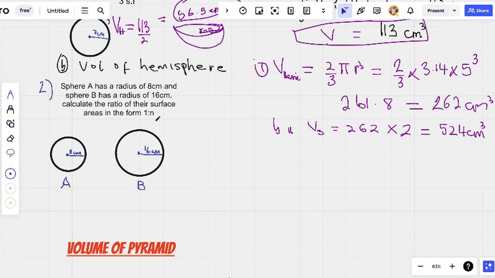In this case, they are not talking about the ratio of their volumes, right? They are talking about their surface area. So what will be the surface area of a sphere in this regard? Pi r square, right? We use pi r square. So if we calculate the surface area to be pi r square, then we say pi times 8 square. 8 square is 64 times pi.